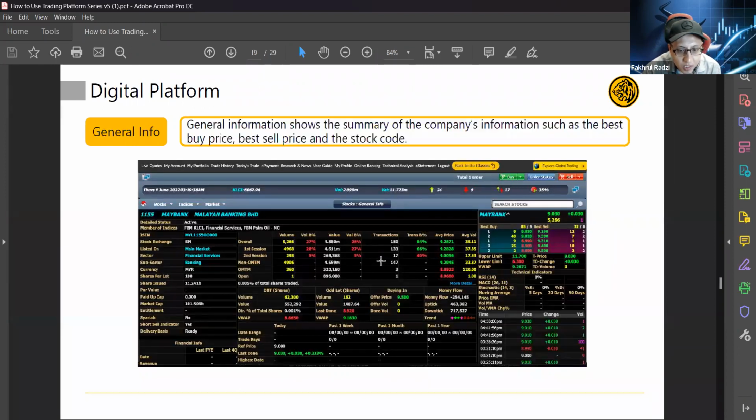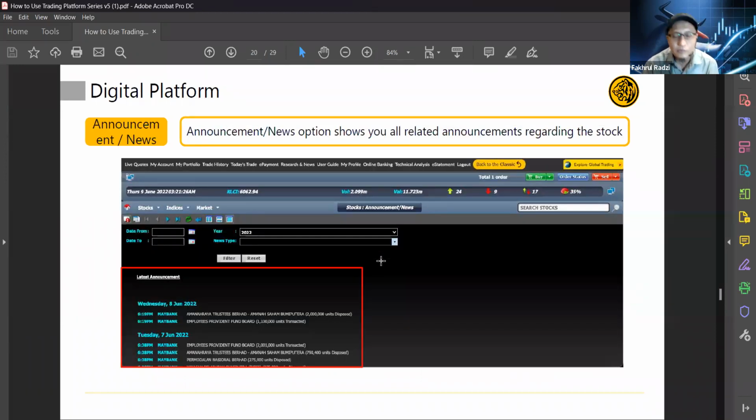Wow, banyak pula ni. I think if you don't have our CDS account yet, we highly recommend you to open a CDS account with Maybank. First of all, you need to open the CDS account so that you can access our platform. We have a website-based platform and the Maybank Trade apps platform.